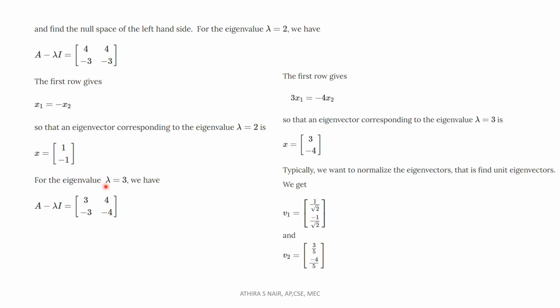For the eigenvalue λ = 3, we have A − λI = [[3, 4], [−3, −4]]. Solving this, we keep the first row as 3x1 = −4x2. So an eigenvector corresponding to the eigenvalue λ = 3 is (4, −3)... that is, (3, −4). Typically, we want to normalize the eigenvectors, that is, find unit eigenvectors. We get v1 = (1/√2, −1/√2) and v2 = (3/5, −4/5).